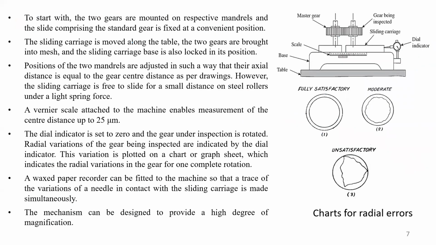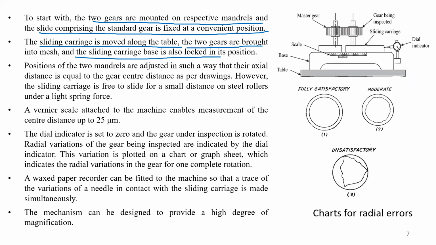So this is the procedure already explained. We have the two gears. These are mounted on the respective mandrels, and a slide comprising the standard gear is fixed at a convenient position, and the sliding gear carriage is moved along the table. The two gears are brought into mesh, and the sliding carriage base is also locked at any desired position.